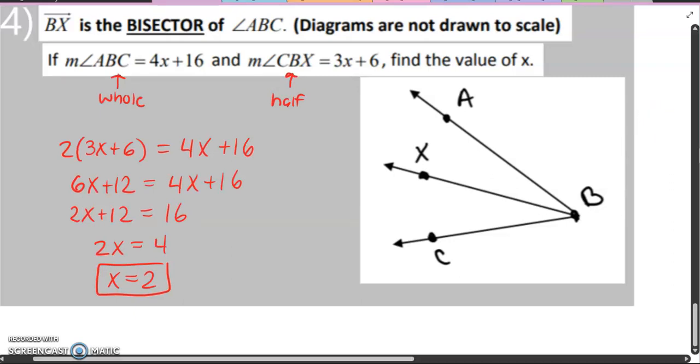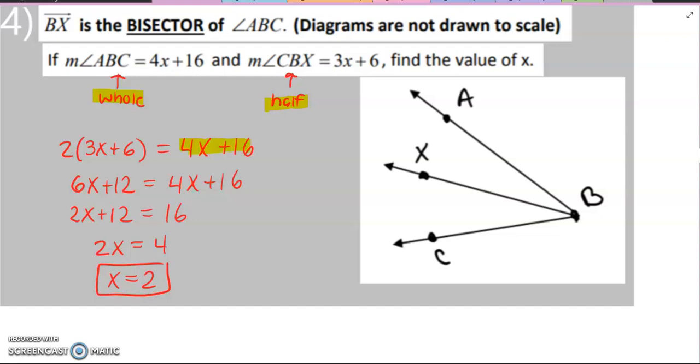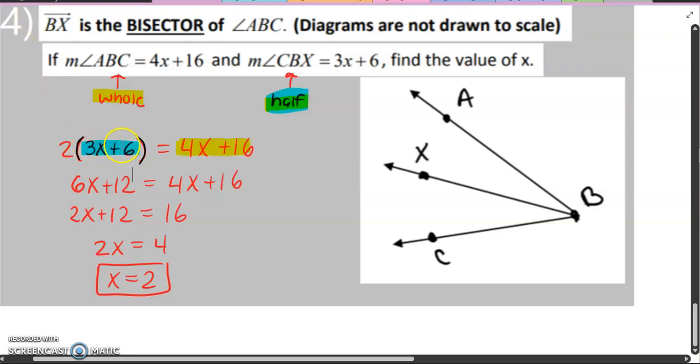So much like the last example, we were given a whole, we were given a half. And so what we're going to do here is we're going to take the whole thing, 4x plus 16, and we're going to set it equal to, I'm going to do it in blue here instead, my half. My half here is 3x plus 6. Make sure we're multiplying that by 2, and most importantly, make sure you're putting that within parentheses here. So we're going to multiply 2 in parentheses 3x plus 6 and solving, x equals 2.